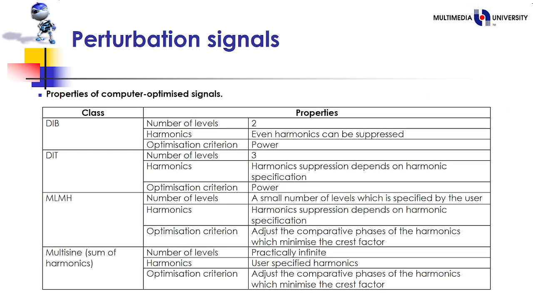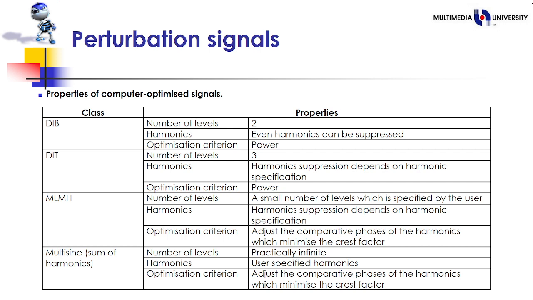Properties of computer optimized signals. DIB: number of levels 2, harmonics, even harmonics can be suppressed, optimization criterion power. DIT: number of levels 3, harmonics, harmonic suppression depends on harmonic specification, optimization power. MLMA: number of levels, a small number of levels which is specified by the user, harmonics, harmonic suppression depends on harmonic specification.